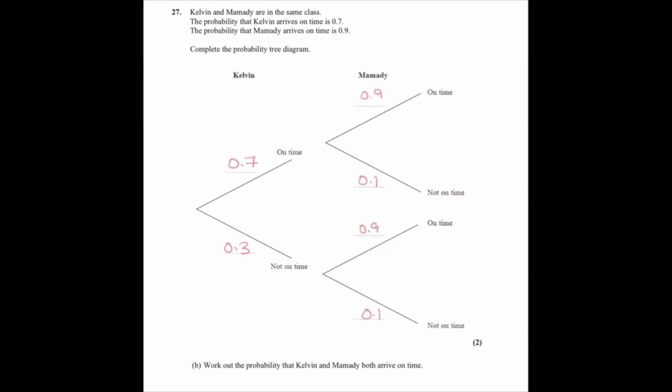Work out the probability they both arrive on time. So this is our on-time pathway. We collect up a 0.7 and a 0.9. You multiply across a tree diagram, and you've got your calculator. So the answer is 0.63.